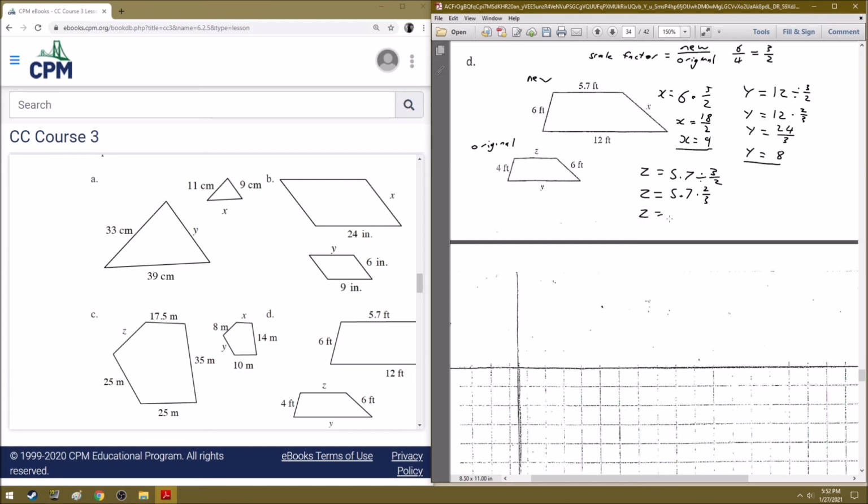So 5.7 times 2/3 will be 11.4/3. And then you can solve this fraction. So z is going to equal, let's see, it'll be 3.8, I think. Hopefully I'm not wrong about that one. So on the original, we had 3.8. Multiply it by the scale factor, which is 3/2, and we'll get 5.7 on the new shape.